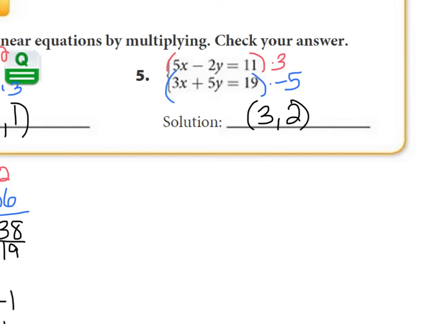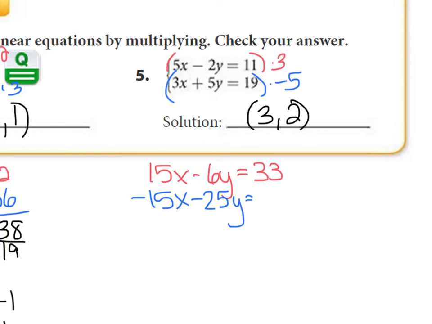So if we multiply the top equation by 3, we get 15x minus 6y equals 33. And then multiplying the bottom equation by negative 5, because again, since these were the same signs, you had to make one of them multiplied by negative. So now we get negative 15x. That positive 5y turns into a negative 25y. And 19 times negative 5 equals a negative 95. Now that we have the pair of opposites, the x's will eliminate.